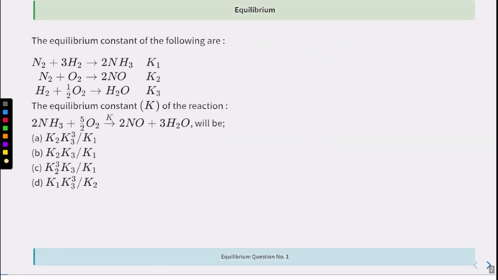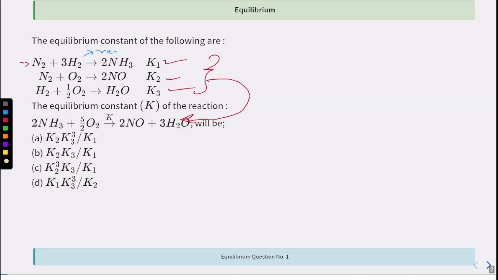So now the first question, the equilibrium constant of the following. You have N2 plus 3H2 gives 2NH3, and for that the equilibrium constant is K1. On the other hand, we have N2 plus O2 gives rise to NO, and that is K2, and H2 plus half O2 gives rise to H2O, that is K3. Now what we have to do is create this equation using these three equations. While you create that particular equation, obviously you are making some alterations in these equations. Like if we consider over here, this equation is being reversed.